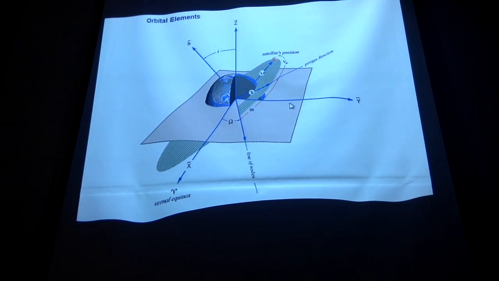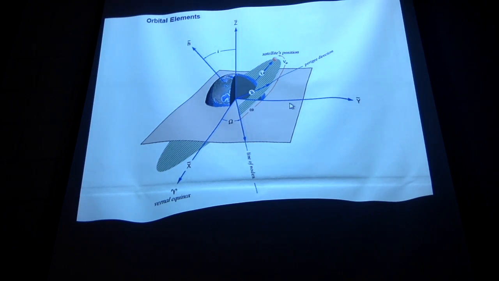So this plane, you see 2 planes there. What are those 2 planes? Can anybody tell me? It's actually pretty simple. It's the orbital plane. What is the other plane? The equator. The equatorial plane. Yes, exactly. Do you see the equatorial plane there?